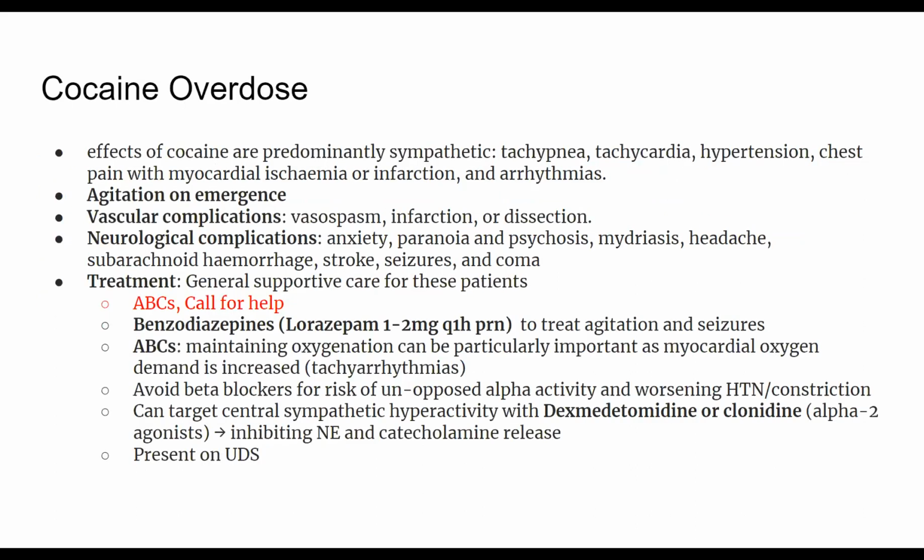So for this we'll just talk about cocaine overdose. Cocaine is predominantly a sympathetic overdose. You'll see tachycardia, tachypnea, hypertension, chest pain. If it's a severe cocaine overdose, you can see myocardial ischemia as the coronary arteries constrict down. You can have abnormal heart rhythms.